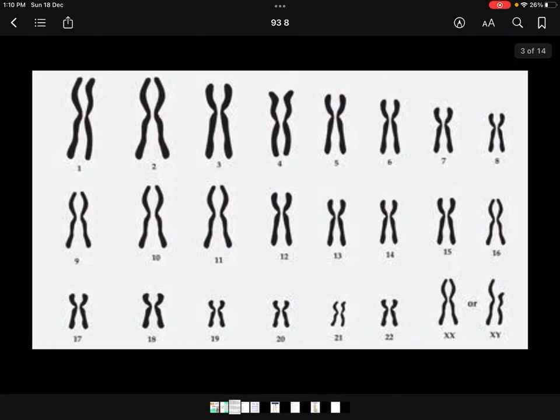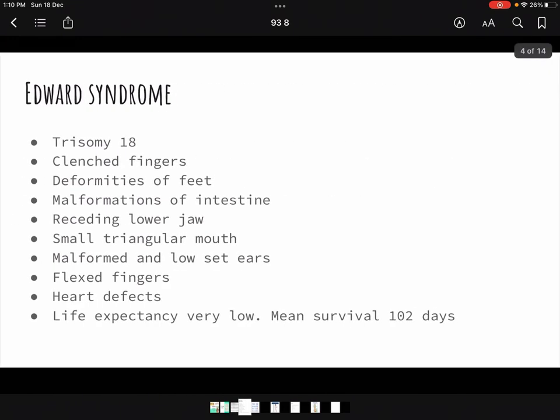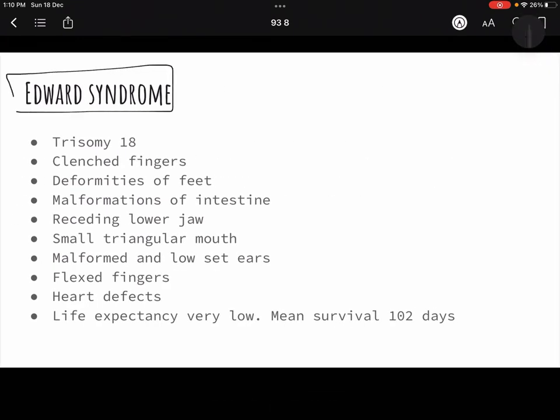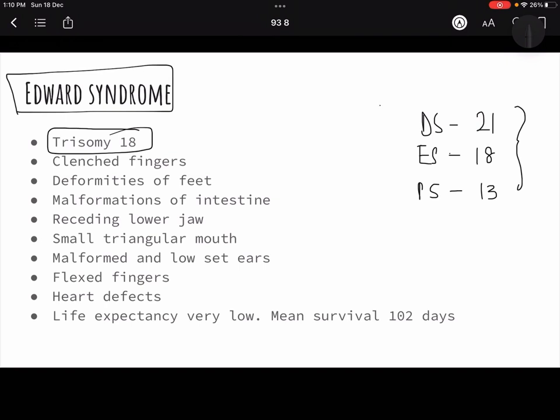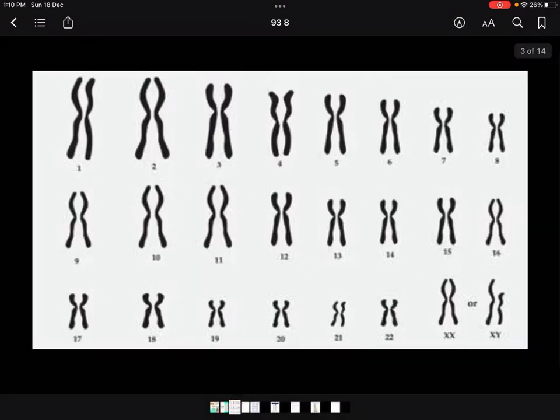Okay. So now today we are going to start with the Edward syndrome. This is the next one that comes in the autosomal diseases. So in this is trisomy number 18, right? So Down syndrome, trisomy 21. Edward syndrome, trisomy 18. Patau syndrome, trisomy 13, right? So you need to remember these, okay? Okay, so trisomy 13, again go back to the same picture.